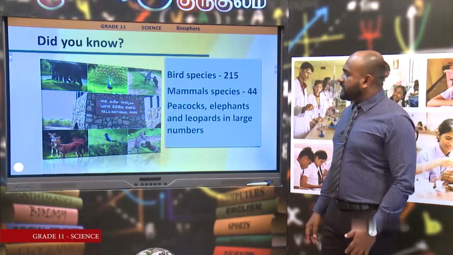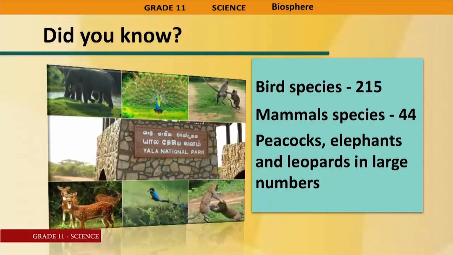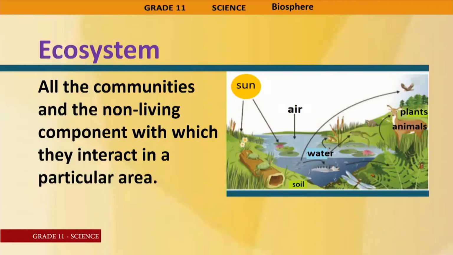If you go to Yala National Park, you can see bird species, there are 215 species, and there are 44 species of mammals. You get peacocks, elephants, and leopards in large numbers. So, these are also examples of communities. Okay, now we have come to the next organization level, that is ecosystem.